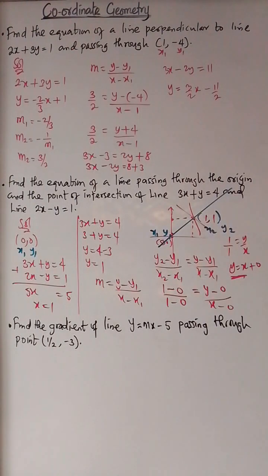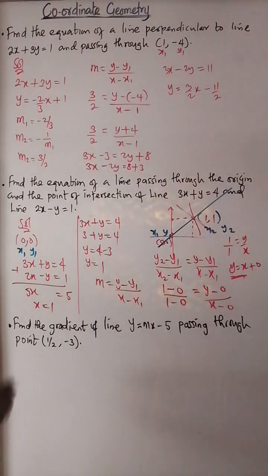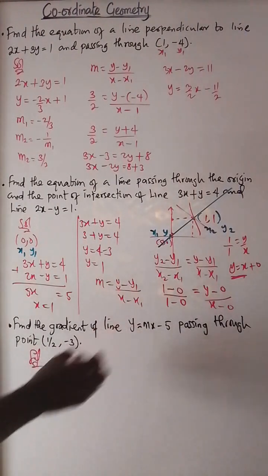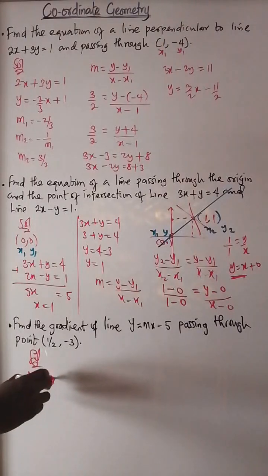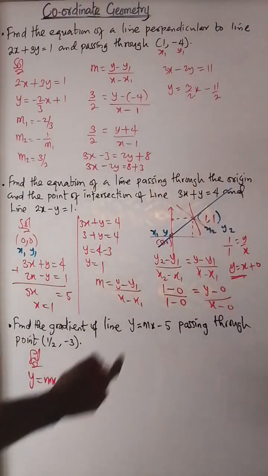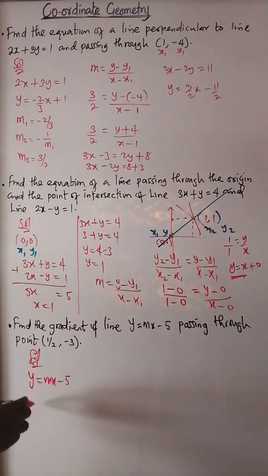Meaning it passes through the origin. And that is the answer. Now, for this question, find the gradient of this line. We have y equals mx minus y. What is gradient? m itself is the gradient. So from here, make m the subject.